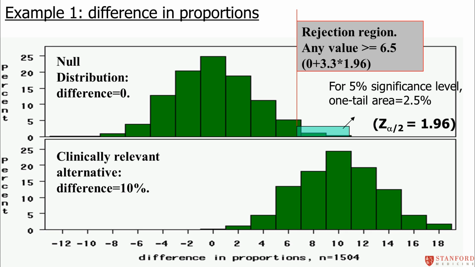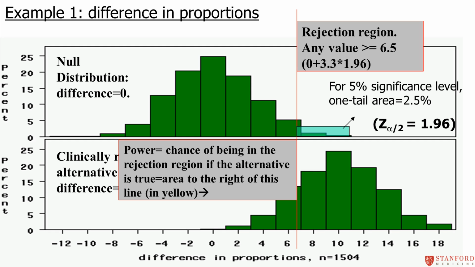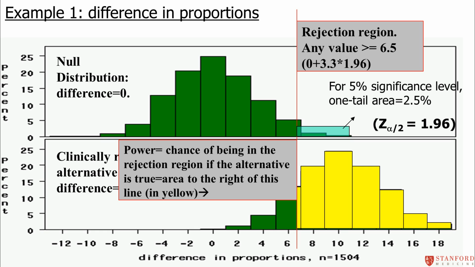Now let's turn to what we think the real world looks like, what we think will actually happen in our study if the true difference is 10%. Let's scroll down to the alternative curve here. If there really is a difference of 10% out there, then how often are we going to actually see in our study a difference of 6.5%? That's the area to the right of the critical value on this curve.